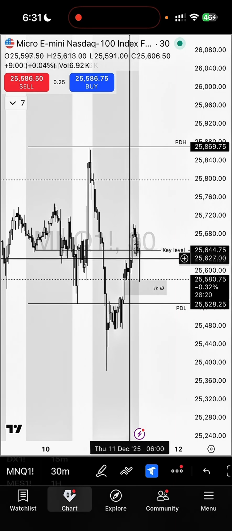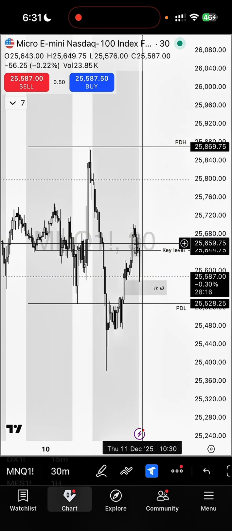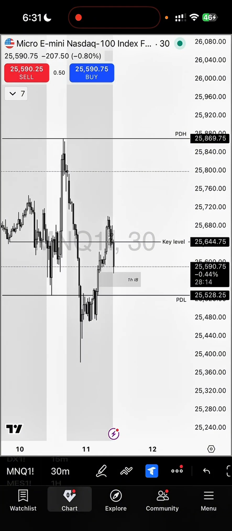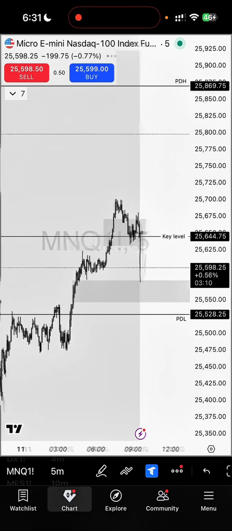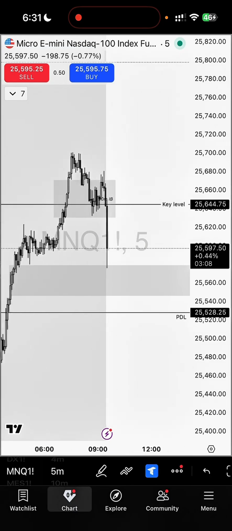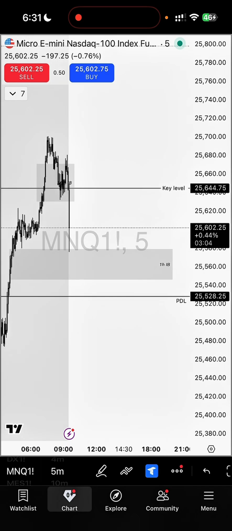What is the relevant key level? This area. Above this I'm bullish, below this key level I'm bearish. So now the market opens, we're just waiting to see what happens. We're also testing the 30 minute imbalance, 1 hour imbalance.